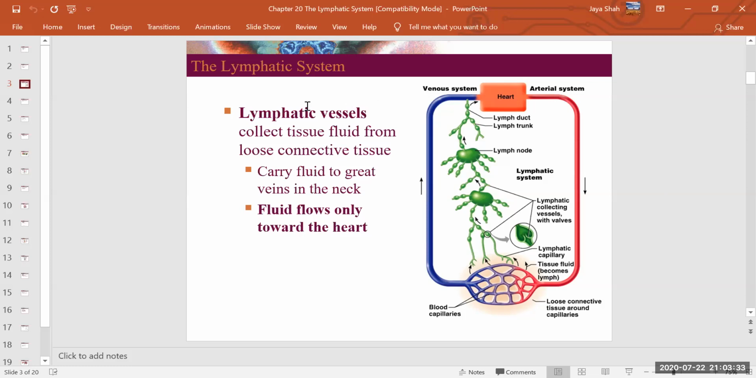Okay, so the lymphatic system contains the lymphatic vessels, which collect tissue fluid from loose connective tissue here, and carry fluid to great veins in the neck here, at the junction of the external and internal jugular veins. Fluid flows only towards the heart, you see, always towards the heart. The cardiovascular system can carry blood towards the heart and away from the heart, but lymphatic vessels carry only towards the heart.